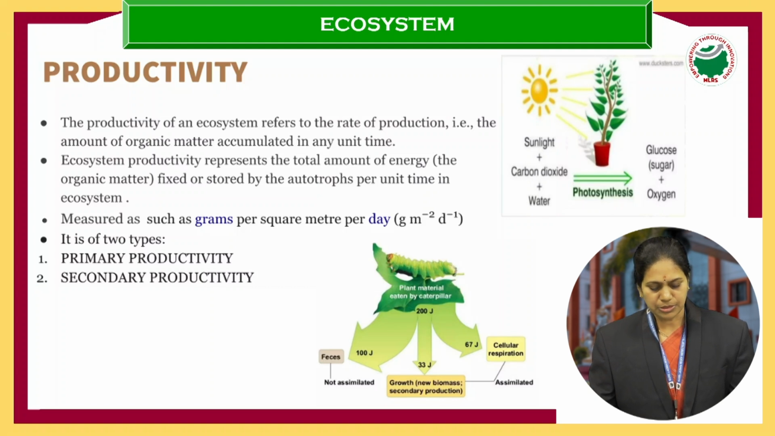It is of 2 types here, primary productivity and secondary productivity. So 2 types of production are going on, the primary and the secondary. What is this productivity? Production of food in the plant, because they are the only organisms which can make their own food.